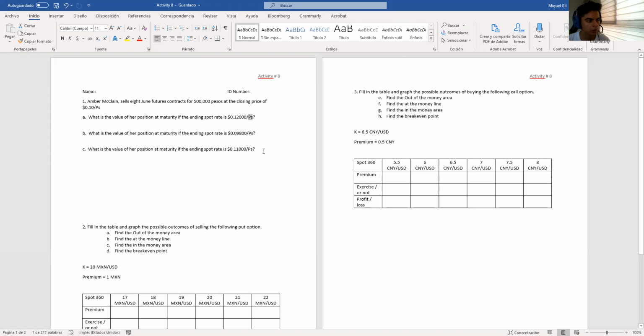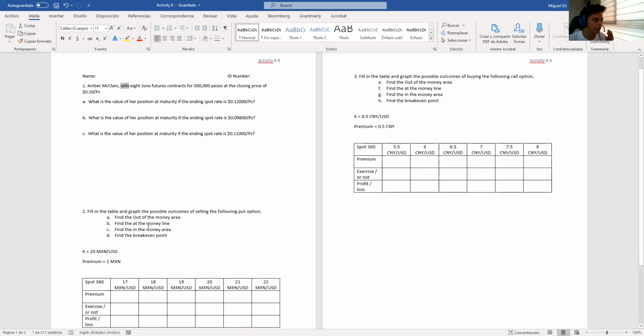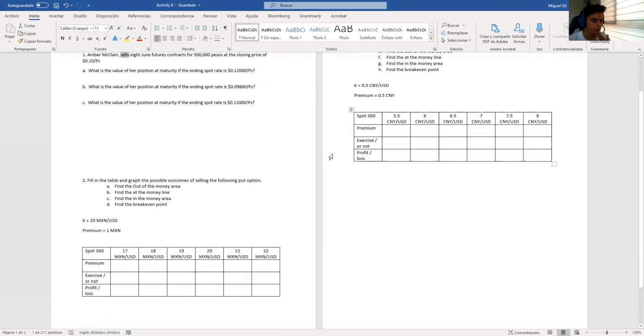So you should do the same as we did in the video about futures and forwards, when you calculate the value of your position at time 0 and then calculate the value of your position here, here, and here, and then only check if you are making a profit or a loss. But now be careful because you have a sell position, a short position. That's exercise number 1.